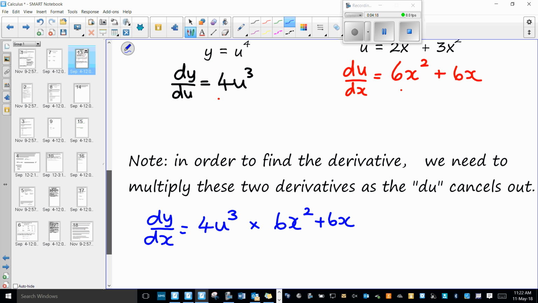Now, I need to keep this in a bracket because it's multiplied by all of it. And I now need to replace this u. So I go back to saying that u was represented by 2x cubed plus 3x squared.